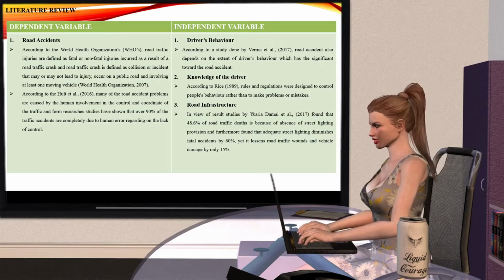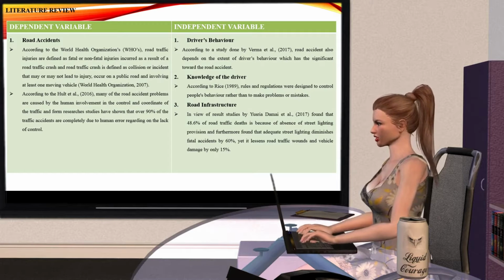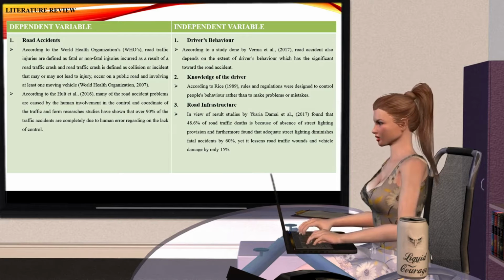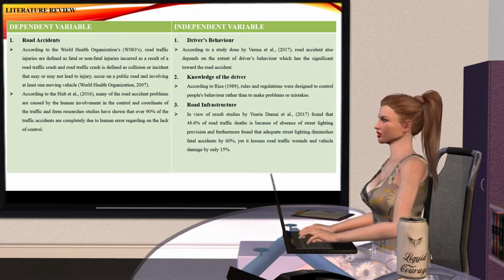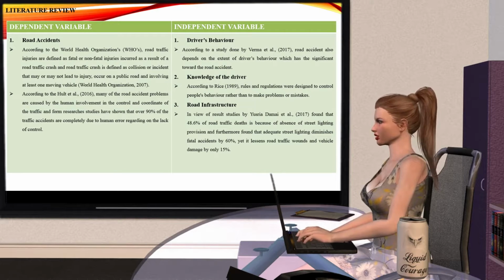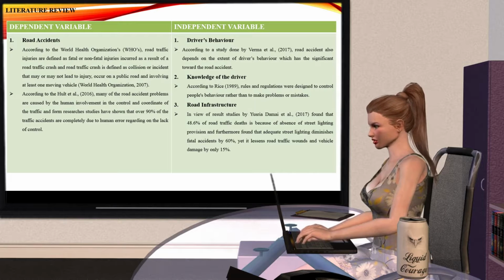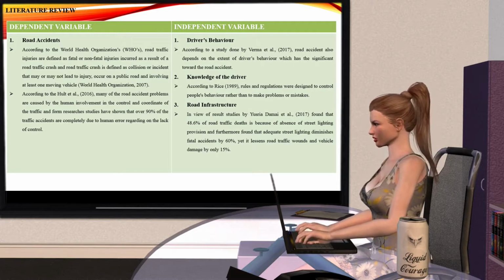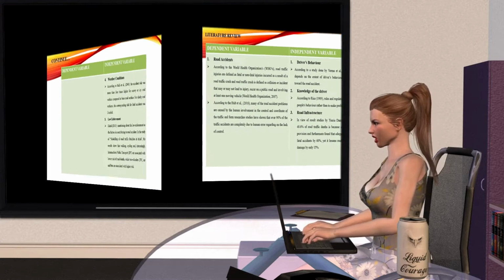According to Halt et al. 2016, many road accident problems are caused by human involvement in the control and coordination of traffic, and researchers' studies have shown that over 90% of traffic accidents are completely due to human error regarding lack of control.